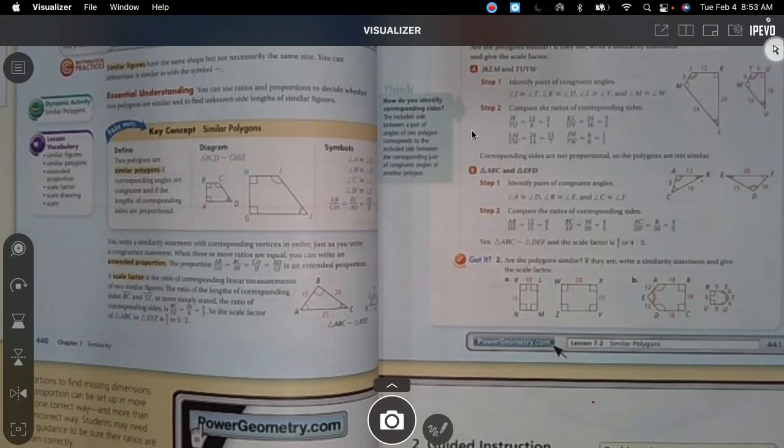All right, here we go. This is a lot of information, but it's not bad. Okay, but it's just a lot of information.